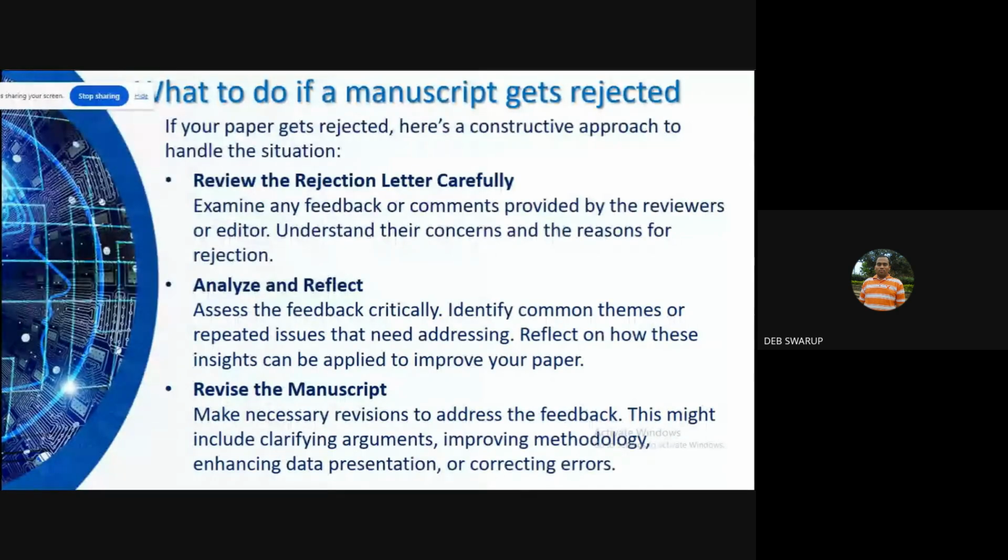Now, what to do if a paper gets rejected? This is one thing which we need to discuss carefully, because that rejection letter, you read that rejection letter very carefully, what it says, why the editor rejected it. Is it because of English?